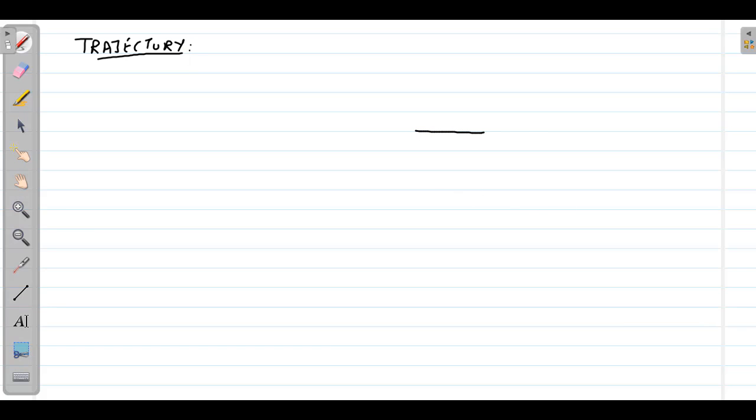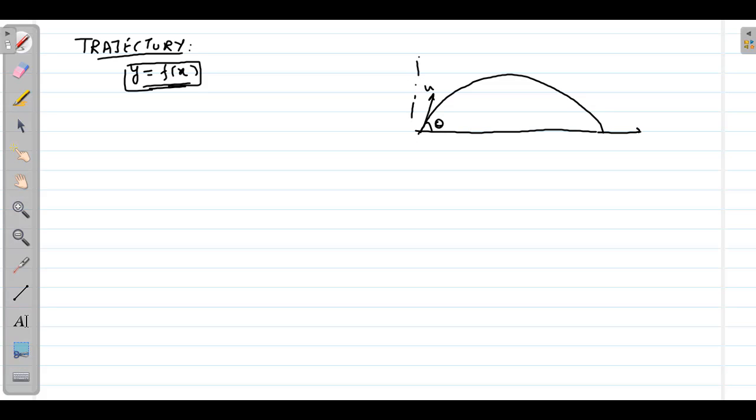Again, we draw a graph of the projectile motion thrown with the initial velocity u at an angle of theta. Trajectory means it is the relation of y and x, say y is a function of x. The relation of y with x is called the trajectory. This is the x-axis and this is our y-axis.